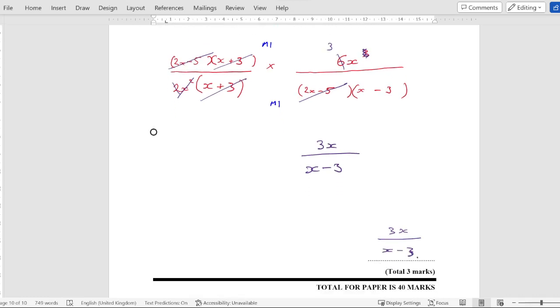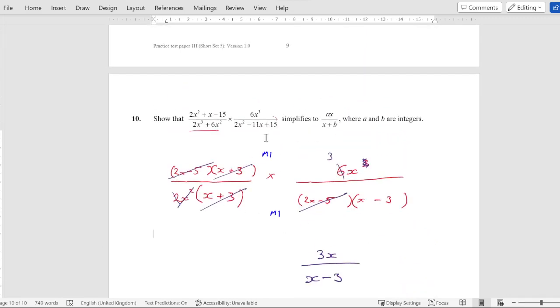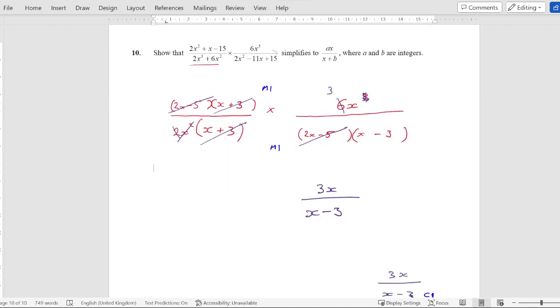Oh wait, so I've written on my mark scheme that it was a C mark. Let me just double check, because it does say C1 mark. Not sure whether I would have agreed with that being a C mark. C mark tends to be for communication, but there we go. So that's that paper then, out of 40 marks. I didn't think it was a bad paper. I thought it was pretty decent.